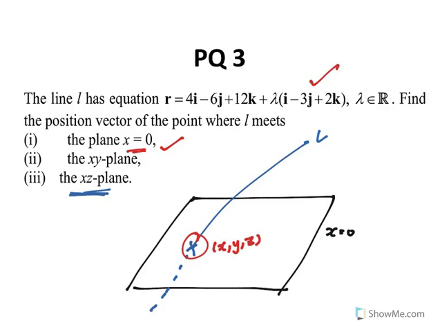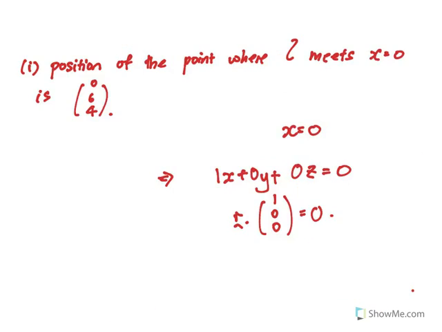Next one, exact plane. Okay, what does it mean? Exact plane. It just means y equals to 0. That's all. Okay? It just means y equals to 0. So number 3, y equals to 0. So first plane, y equals to 0.